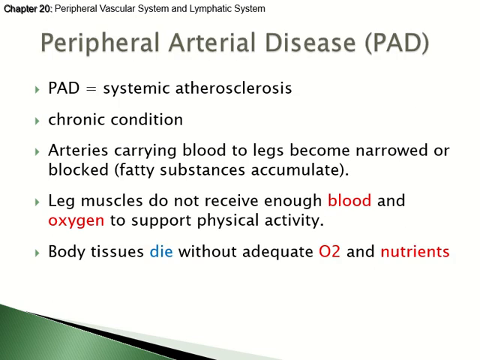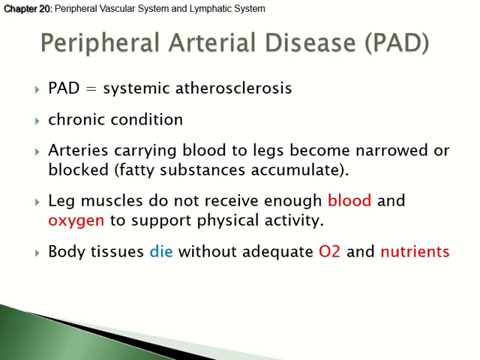So we're going to be looking now at peripheral arterial diseases, so diseases of the arteries, not the veins right now. And we always want to be making that distinction. Is this something that is arterial in nature or venous in nature?